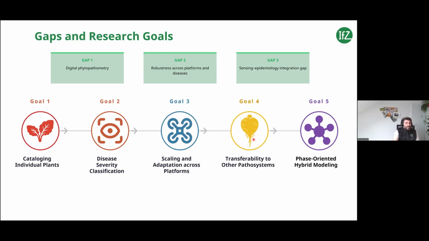The second is the robustness across platforms and diseases. We know that the disease metric can drift when we change the sensor, the platform, the resolution, or the underlying disease biology. We therefore need methods that remain stable and valid beyond a single sensing configuration and beyond one single pathosystem. The third one is the integration of sensing and epidemiology, like your sensor and epidemiology together.